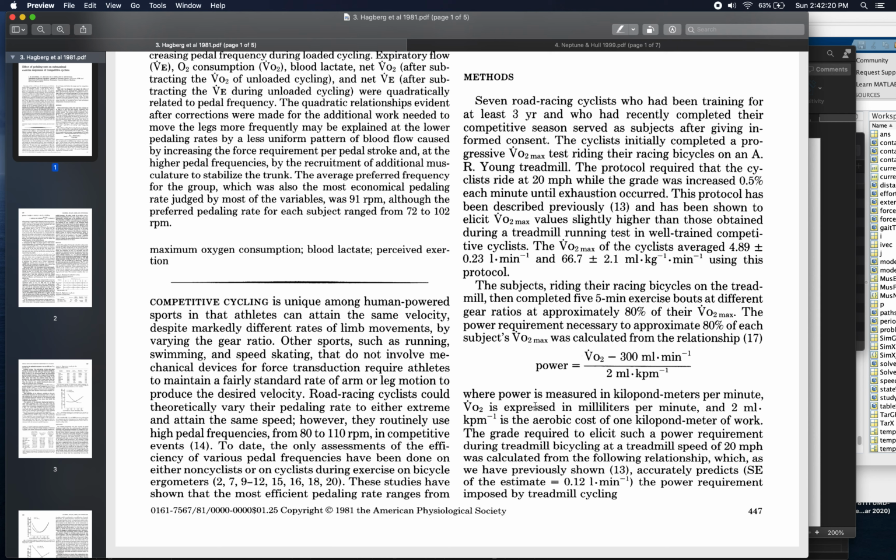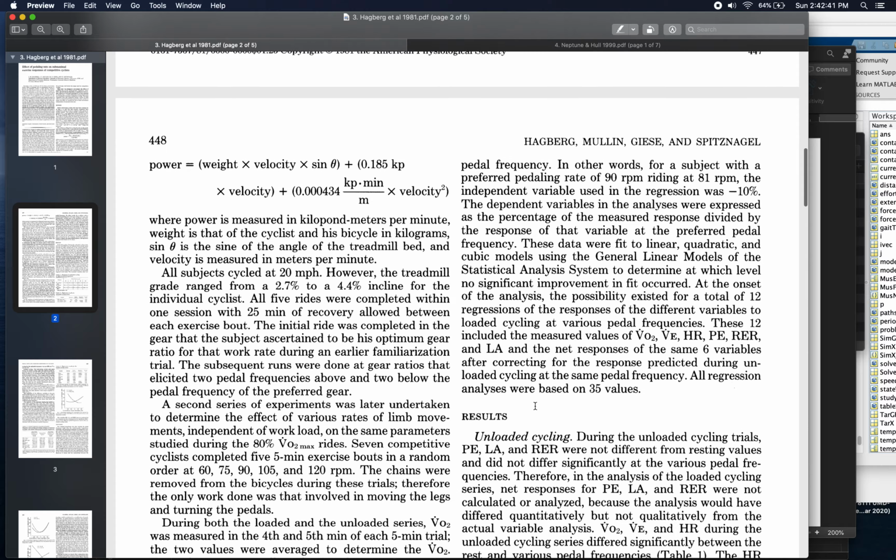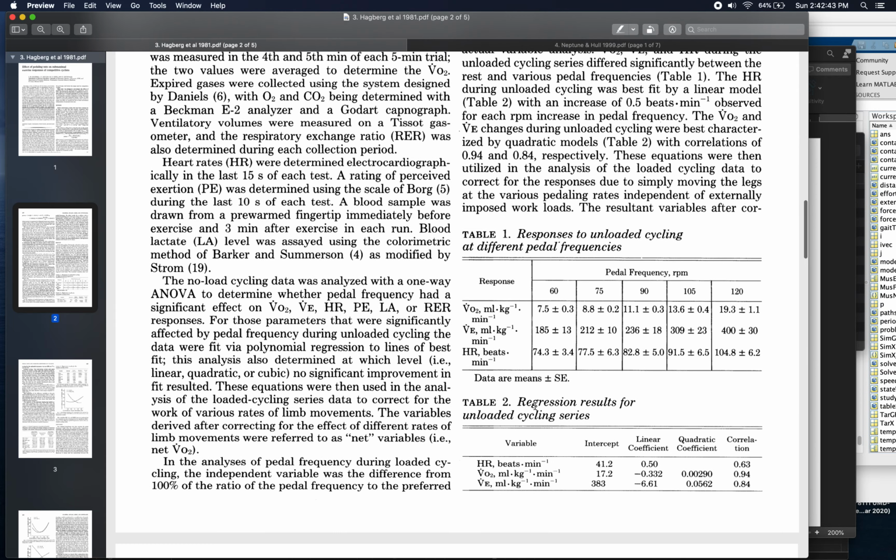They then measured a host of variables from exercise physiology to see what, if anything, was minimized at that preferred pedaling rate, or what it is about that pedaling rate that makes people want to pick it. If it's not efficiency or economy, what is it about that preferred pedaling rate that seems to make people pick it? The results that they found are, and there's quite a few of them.